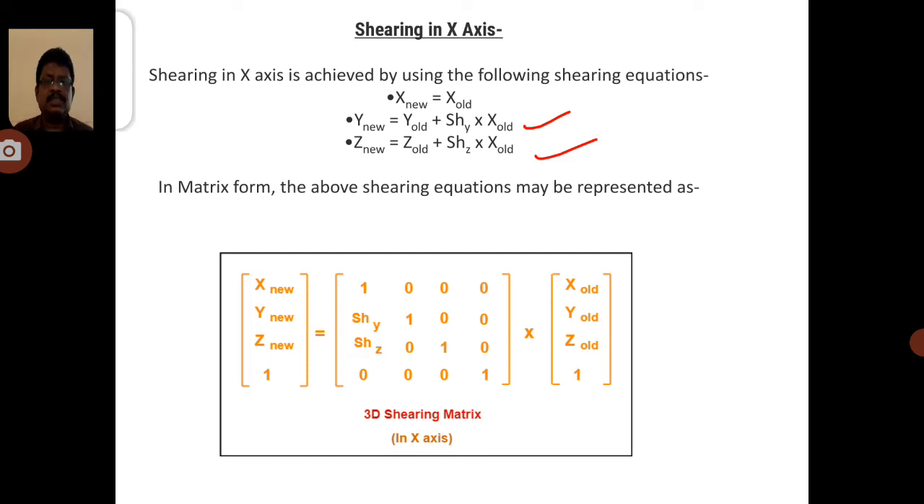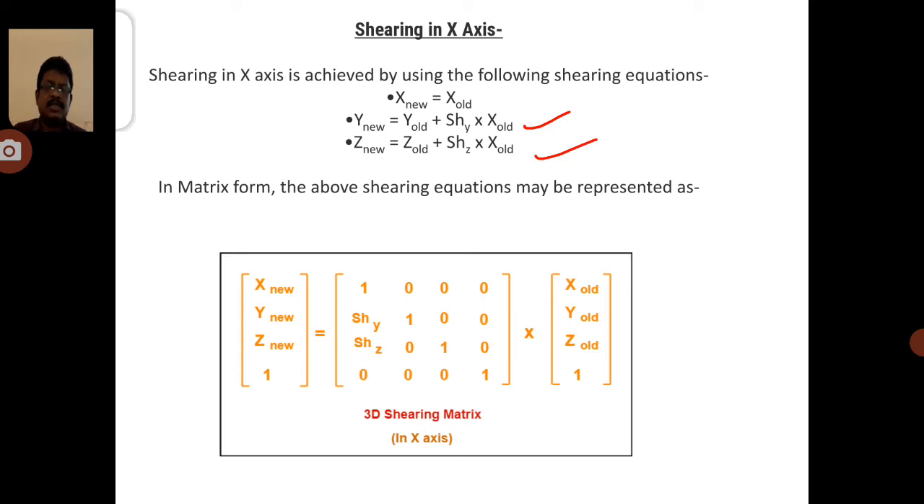So this is easy to understand. When we are doing the shearing of a particular axis, that axis cannot be affected. The remaining two axes may be affected. That is, shearing on the x-axis means there is no impact on the x-axis, only on the y-axis and the z-axis.